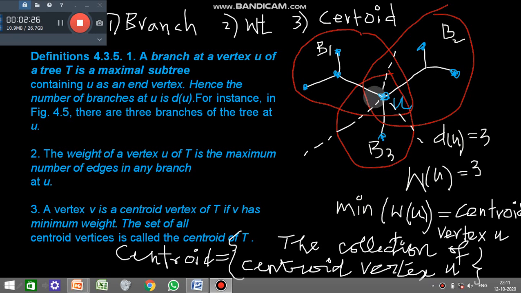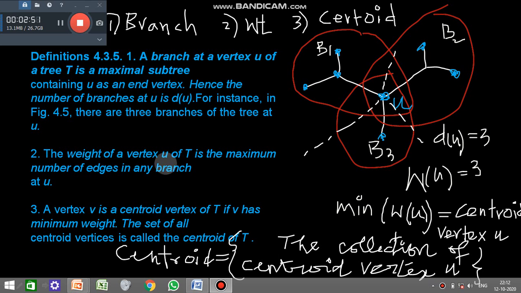Suppose 4 branches are here, then the degree of U is equal to 4. Suppose 1000 branches are here, then the degree of U is equal to 1000. Like that, the degree of the vertex. The branch of a vertex is the maximal subtree. Here only 3 trees are here, and the branches are B1, B2, and B3.